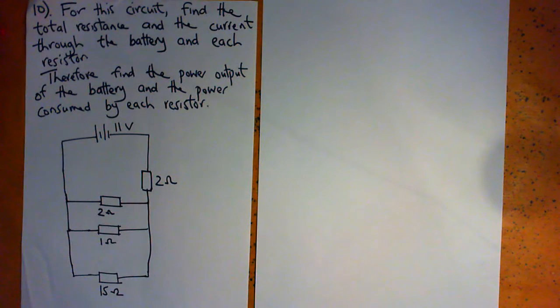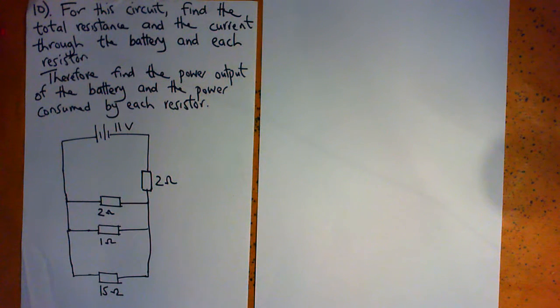Hello viewers, Electric Circuits question 10. For this circuit, find the total resistance and the current through the battery and each resistor. Then find the power output of the battery and the power consumed by each resistor.